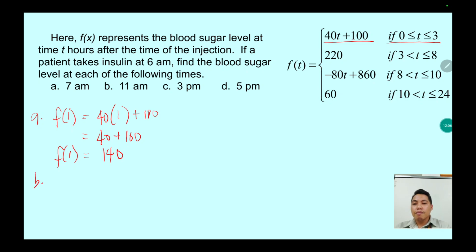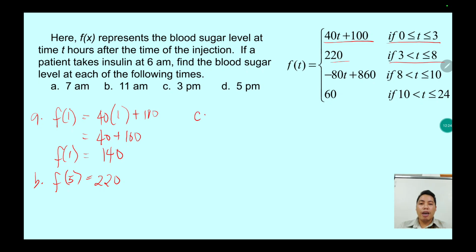Letter B, 11 a.m. From 6 a.m. to 11 a.m., that's actually 5 hours. So we look for f of 5. And 5 hours is between 3 and 8, so we use 220. That's already our answer, because it's a constant function. No need to solve for anything.